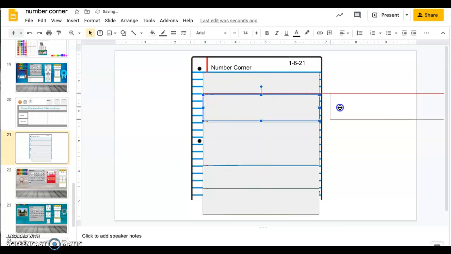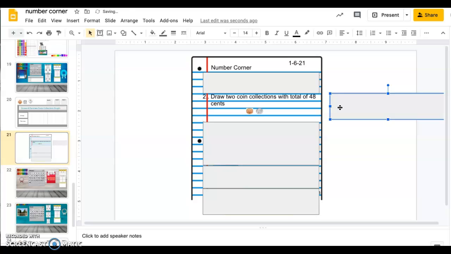Alrighty, friends, we are now on number 2. For number 2, you are going to draw 2 different coin collections that have a total of 48 cents. So again, typically for number 2, we would be adding to our collection and drawing what we have. That doesn't work on these Wednesdays. So instead, I'm going to give you a new total, and you are going to make 2 different coin collections. So one way to make 48 cents, and then a different way to make 48 cents. Press pause if you need more time.